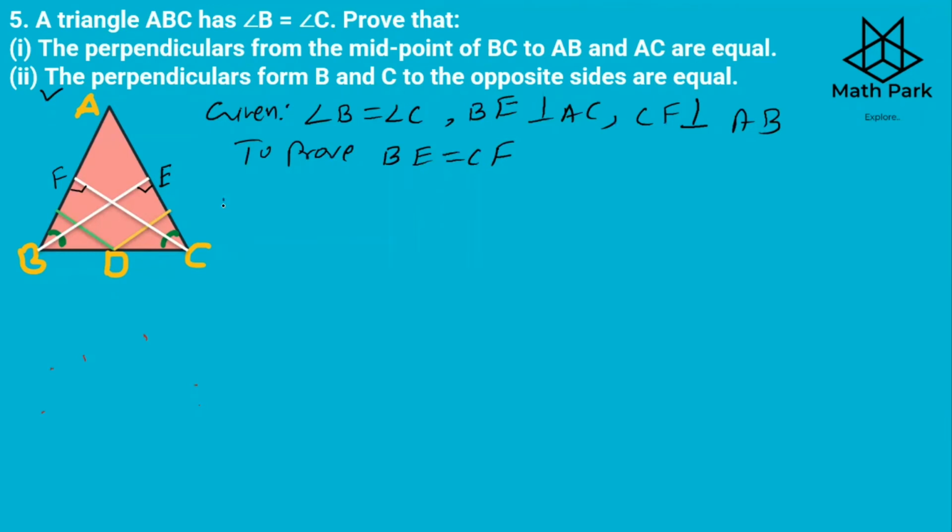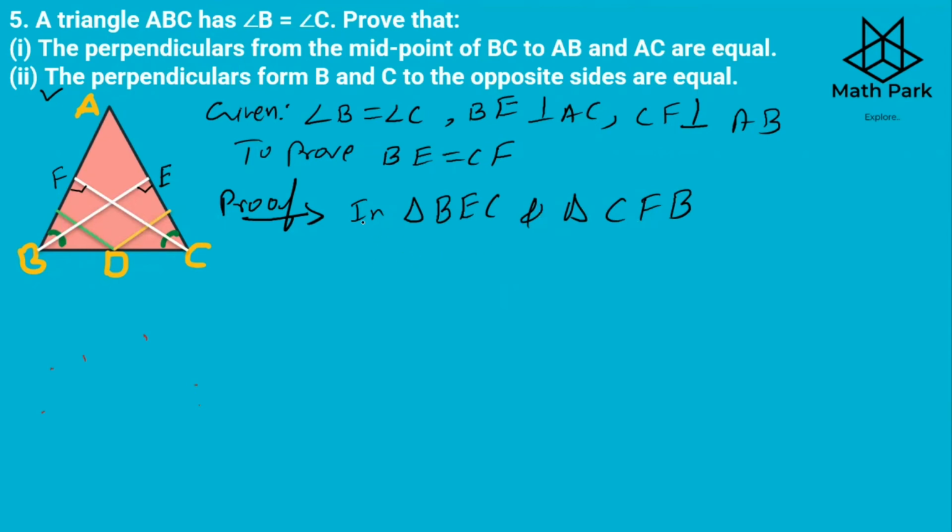So many triangles are formed over here, but you have to focus on which triangles we have to prove congruent. Now BE and CF are the parts of which triangle? So if I start with triangle BEC and triangle CFB, focus only on these two triangles. Ignore all other parts of the triangles given here. You have to just focus on these two triangles only, BEC and CFB.